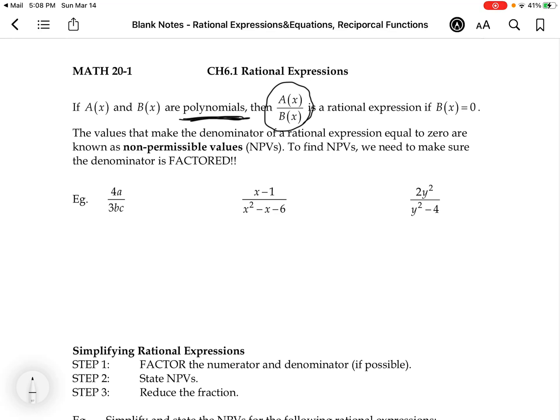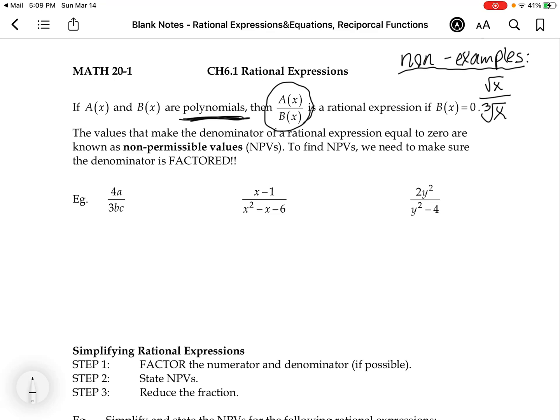Okay, some non-examples. I think showing some non-examples can also really help. Some non-examples would be something like the square root of x over the cube root of x. Okay, because the square root of x is not a polynomial expression. Okay, it's a radical expression. Same with the cube root of x. So that would be a non-example. Okay, these 3 are all rational expressions though.